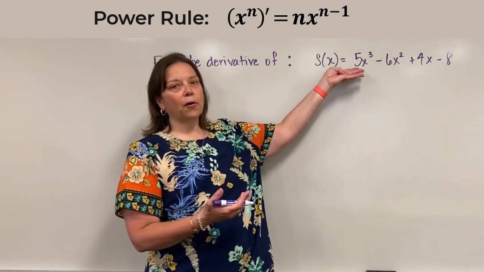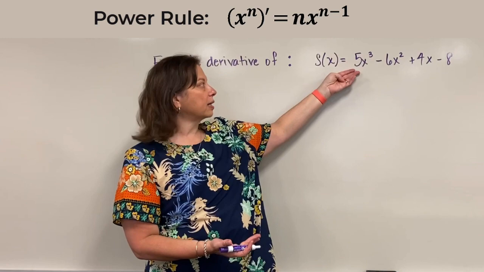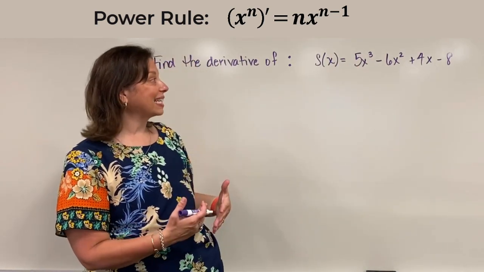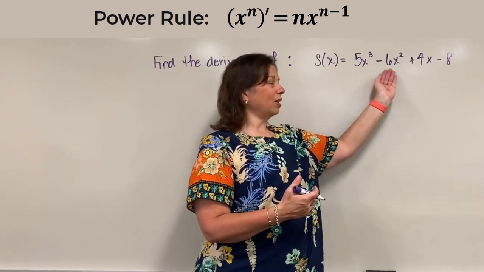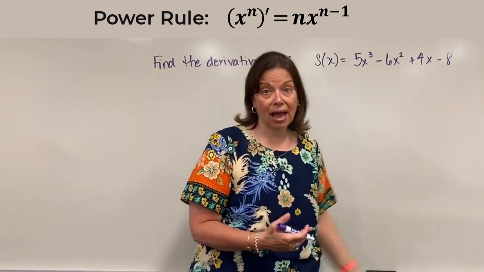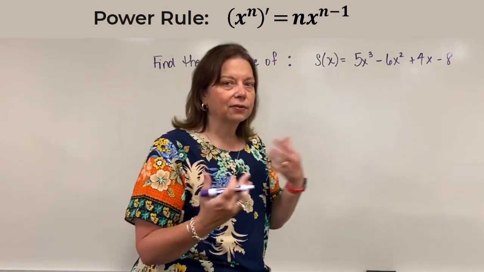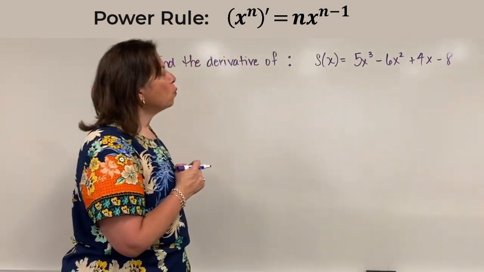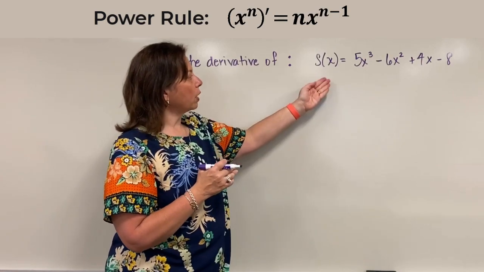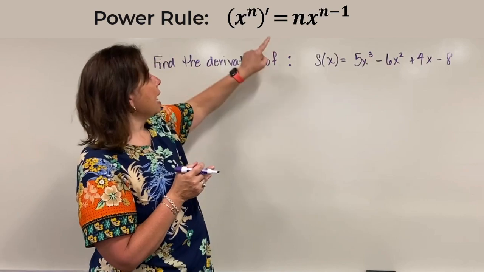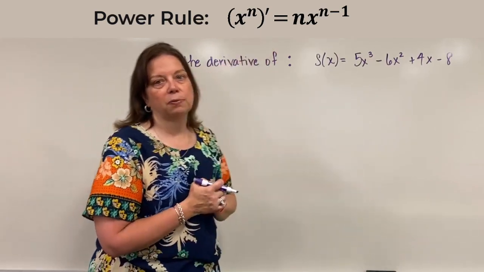It turns out, though, in this function that we have, s of x equals 5x cubed minus 6x squared plus 4x minus 8, we had in fact four miniature power functions laced together with pluses and minuses. So we're going to find the derivative of this whole function, which will require us to find the derivative of each of those four terms. And each of them essentially requires this power rule here.